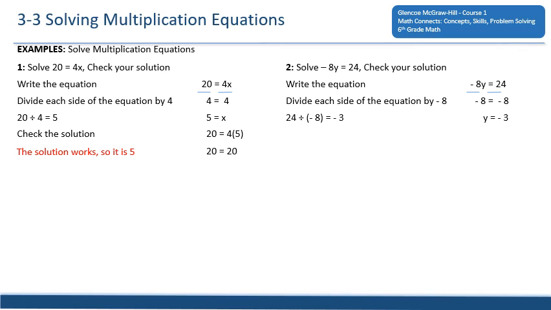So 24 divided by negative 8 equals negative 3. So y equals negative 3. And if we check the solution and we plug in negative 3 for y, we get negative 8 times negative 3 equals 24. 24 equals 24, so the solution works. So y is negative 3.